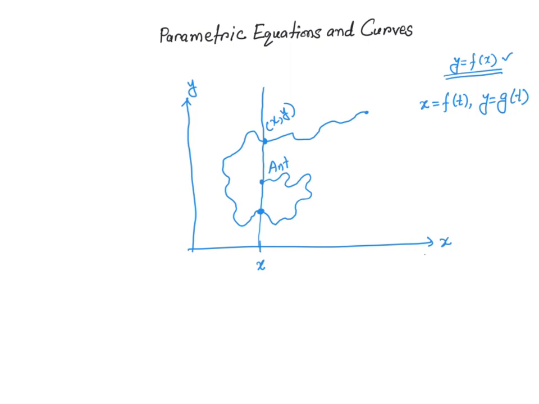Now we might be able to find the position of the ant as a function of time, where x and y are represented by 2 functions of time. This representation is parametric representation. The time t is called the parameter. And this set of equations is called parametric equations. And the curve it traces, which is this, is called a parametric curve.